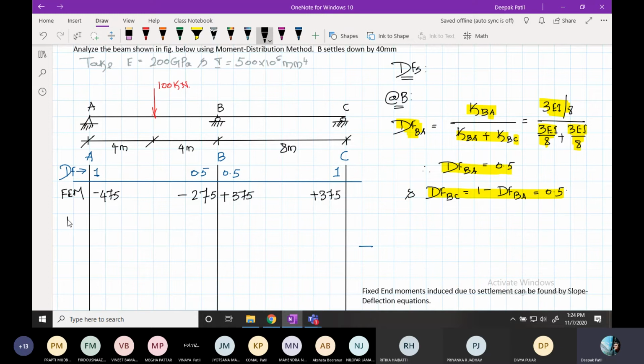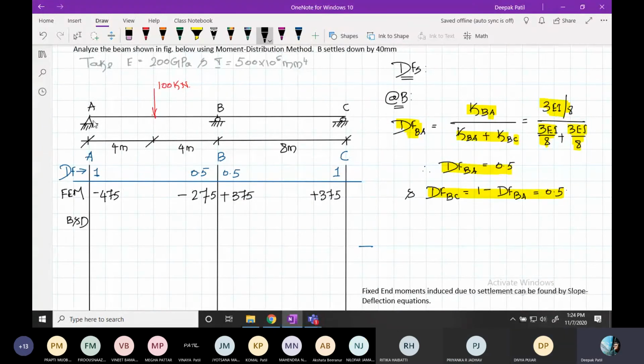So I will start with my first cycle. In the first cycle, the first step is balance and distribute. Tell me, will you balance minus 475? Yes or no? No, sir? Anybody saying yes? Yes, you should actually balance that.